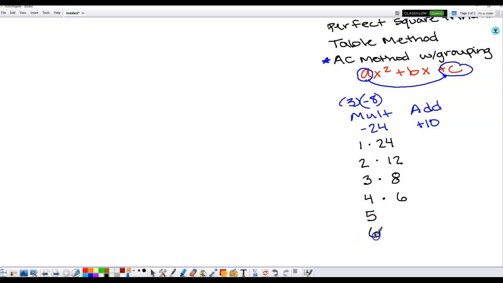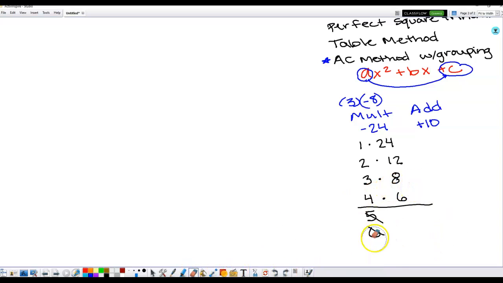My next one would be 6, but it's already been written down in my second column. When I get to a number counting up from 1 that I've already written down in the second column, I know I'm done. So I'm done right here at 6 and 4.